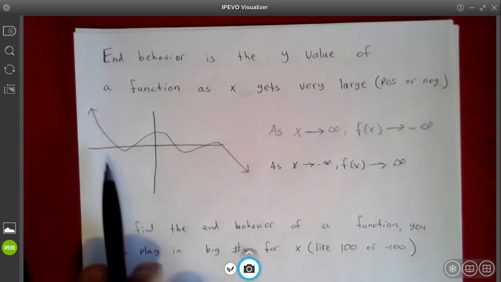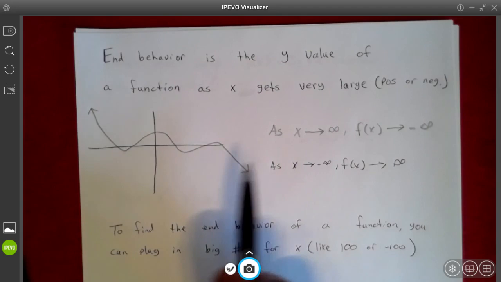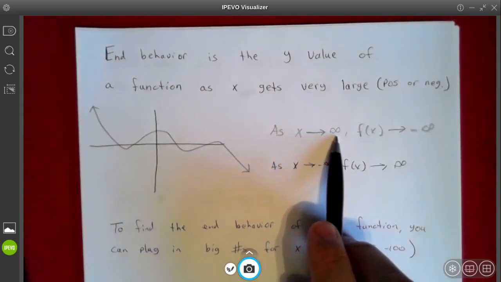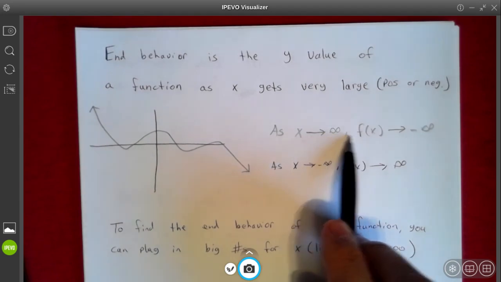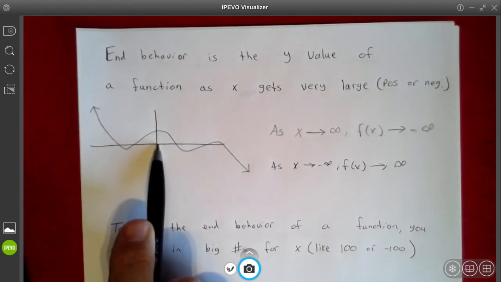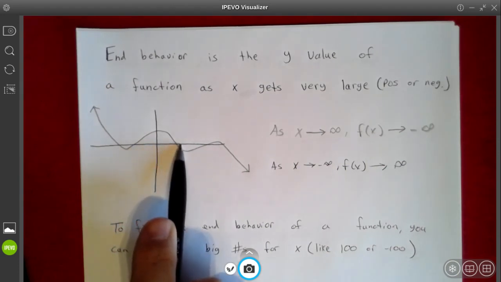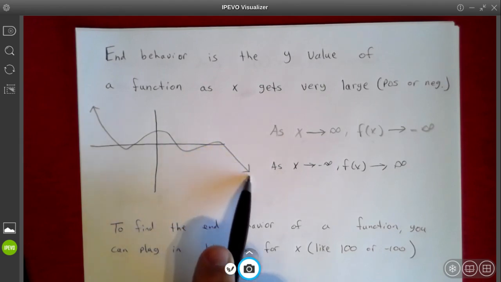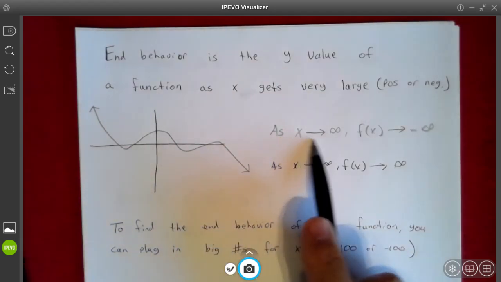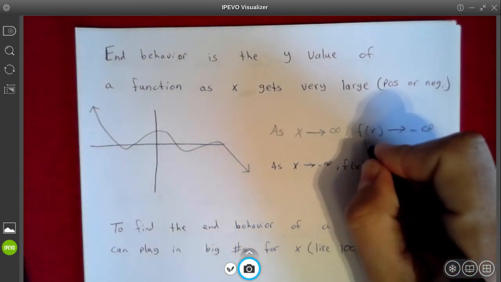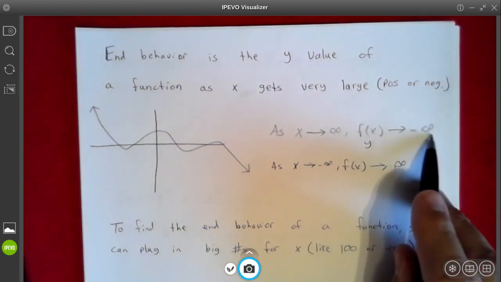So to start out, I just have a graph here, and if I read this statement, as x tends towards infinity, what's happening to f of x? Okay, so notice here, as we go to the right forever, as x gets bigger and bigger and bigger, the y values start falling off. The y values start getting smaller and smaller. So we would say as x tends towards infinity, the y values, f of x, tend towards negative infinity.